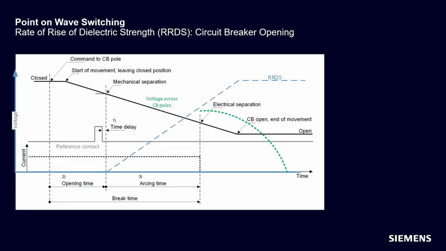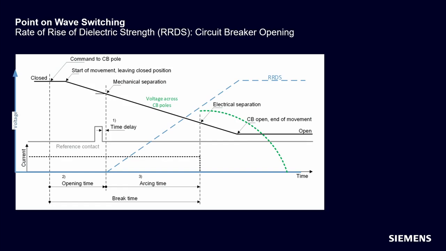And the next topic I would like to talk about is called rate of rise of dielectric strength, shortly RRDS. It's important for circuit breaker opening generally. The RRDS is a slope in volt per second. It's drawn as a blue dashed curve on the diagram. As you can see from the diagram, the RRDS starts increasing as soon as the CB poles are mechanically separated. The increase continues until the CB poles are at the maximum separation. This is the end of movement.